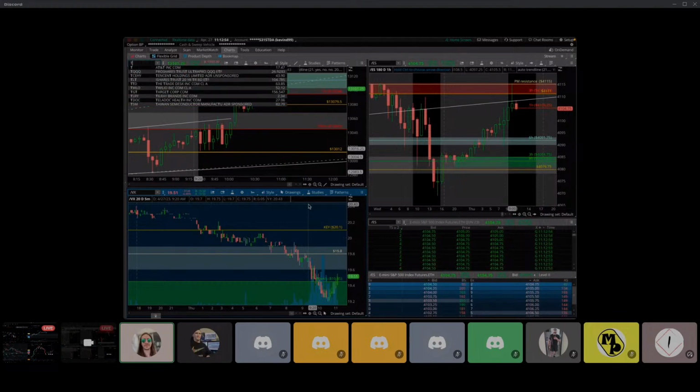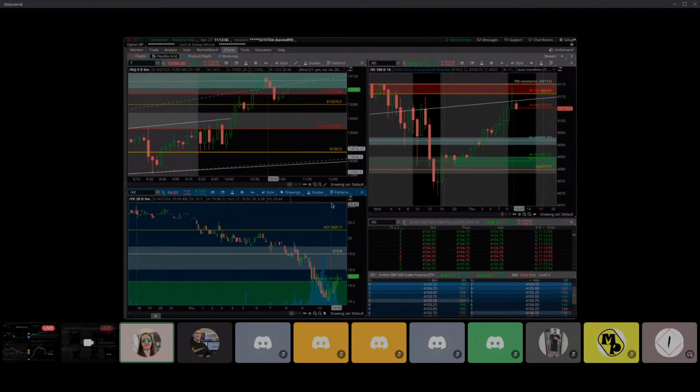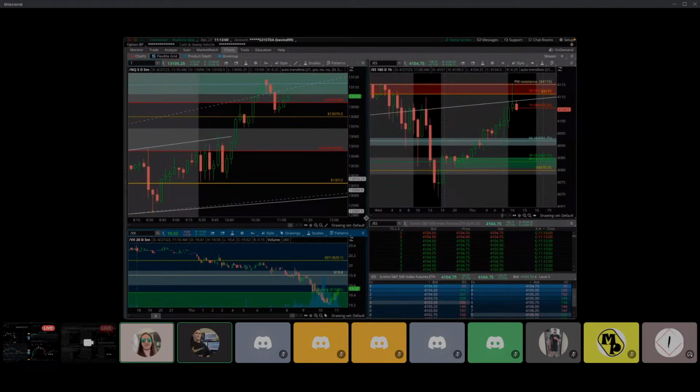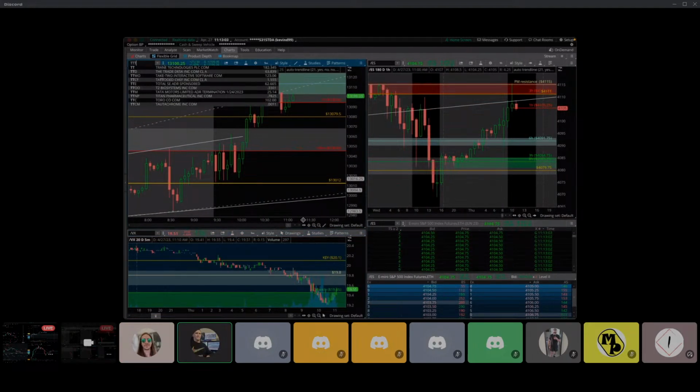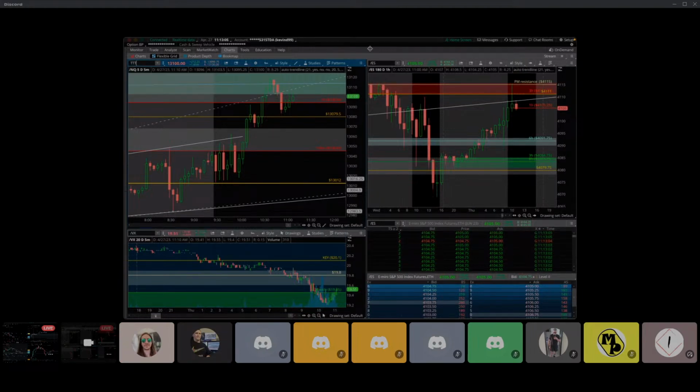Does anybody else have this glitch with TOS where you go to make a chart smaller and then it just glitches out? I'm still trying to figure out TOS. I have it. I've been playing with it. I just don't have all the bells and whistles worked out yet, so it'll be a while before I start streaming with it.